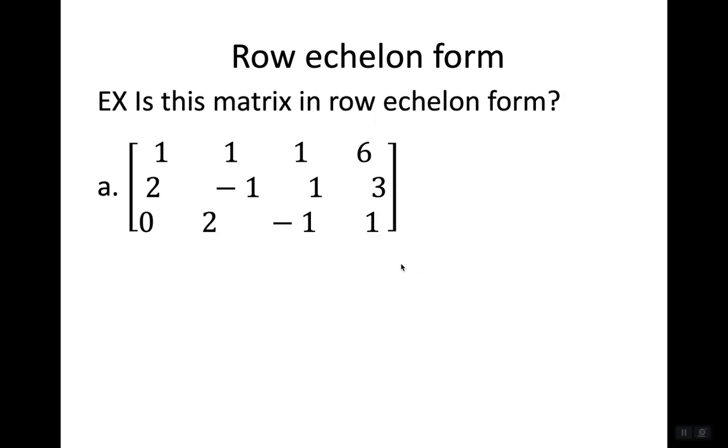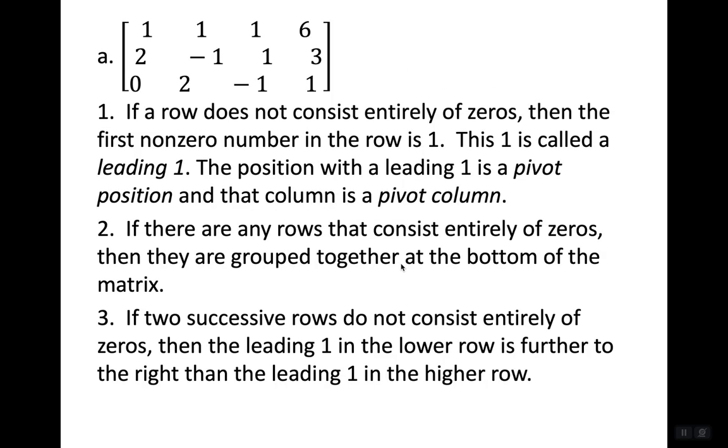So for example, is this matrix in row echelon form? Here are the criteria. If a row does not consist entirely of zeros, then the first non-zero number in the row is 1. Yeah, this is fine. Oh, this one's not. Look at that. That's not a 1. So the answer is no.